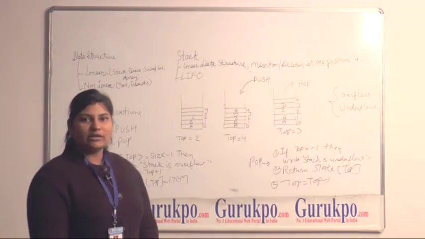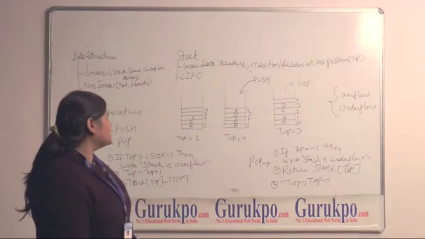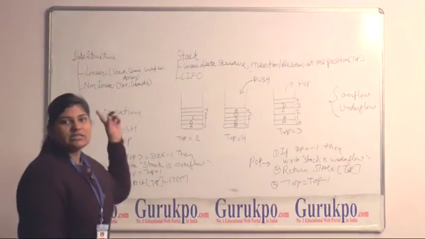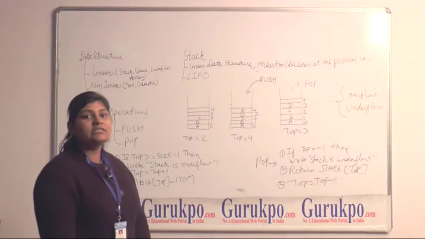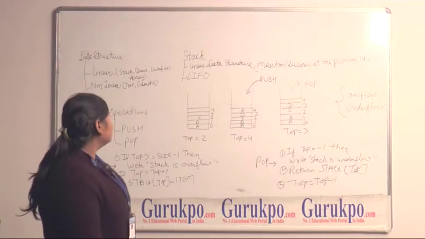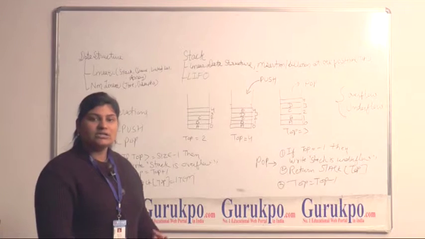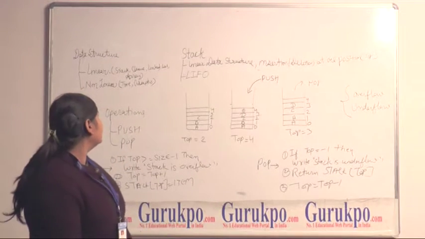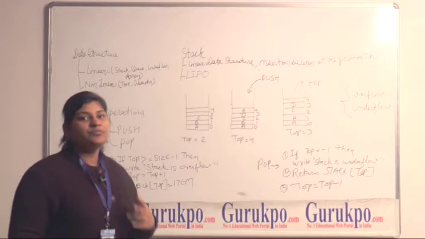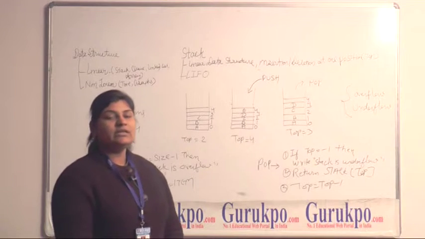Now I am going to deliver a lecture on data structures: stack. Data structures are of two types. First is linear and second is non-linear. In linear data structures we include stack, queues, arrays and linked lists. And in non-linear we include trees and graphs. Today we are going to study stack.